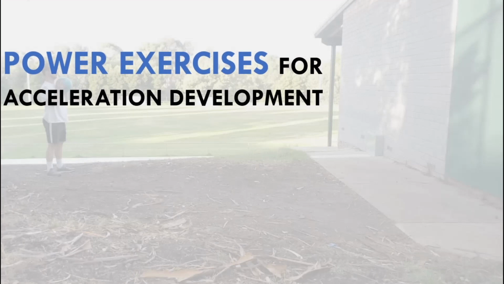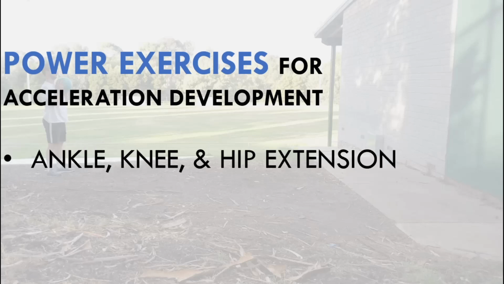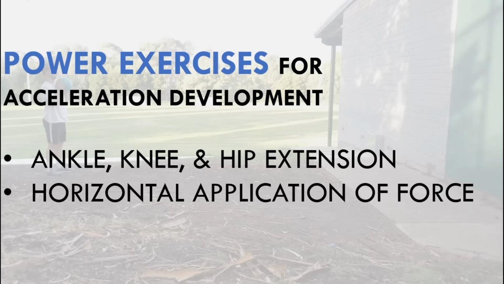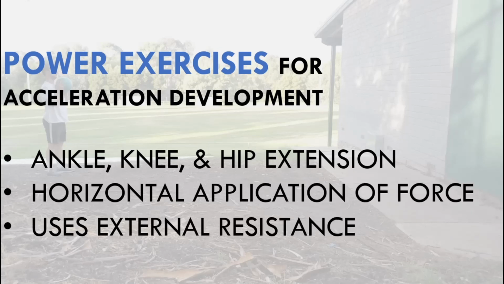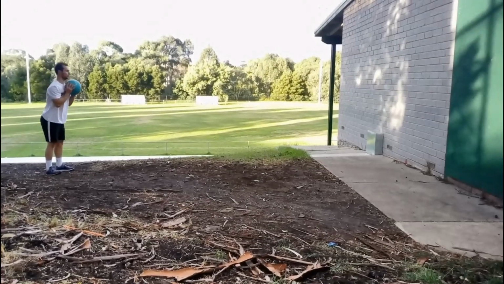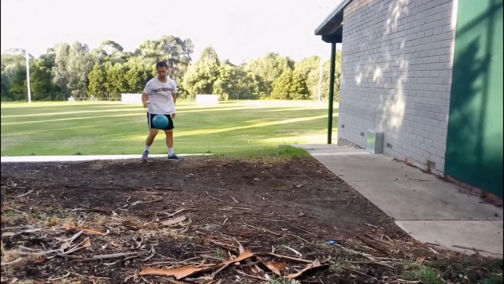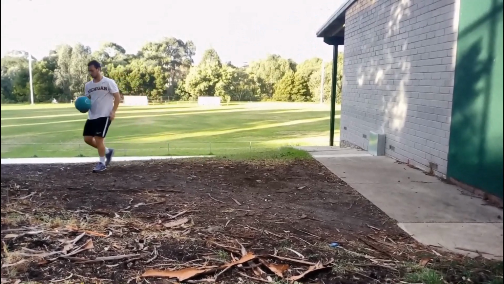Power exercises for acceleration performance would include exercises that allow an explosive extension of the ankle, knee, and hip, and a horizontal application of this force would be even more transferable. These exercises should have some form of external resistance to increase maximum force production. Exercises such as horizontal medicine ball throws, squat jumps, or weighted box jumps would all work well for this purpose.